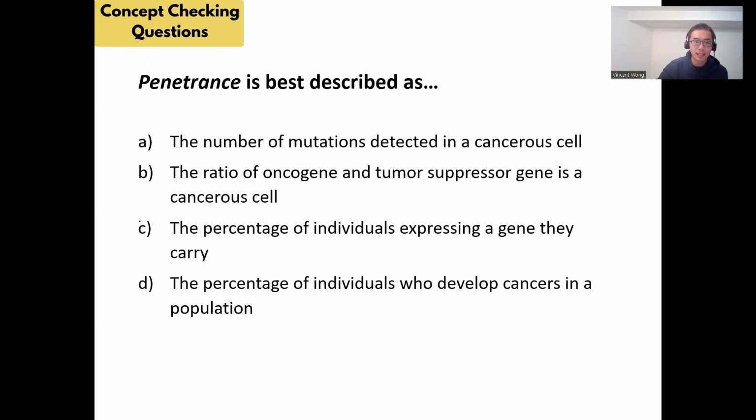So the answer for this is C. Low penetrance means even if you have this particular gene, it's not guaranteed you're going to get the disease. When you have complete penetrance, then having a particular gene guarantees you're going to have the condition. So the answer is C.